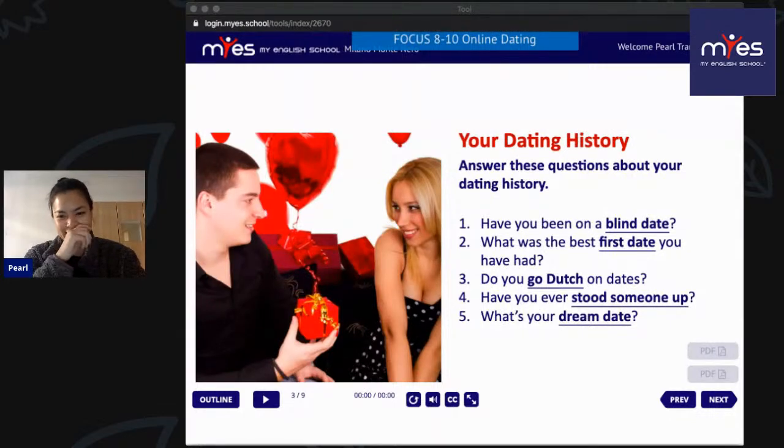Yes, always go Dutch. Or make the effort to go Dutch, I think. So what does go Dutch mean? To go Dutch means that you split or you share everything equally. So you share the price of the bill equally. So not just the man or whoever, one person pays, but you split the cost equally. So that's what it means to go Dutch. And I think that's fair.